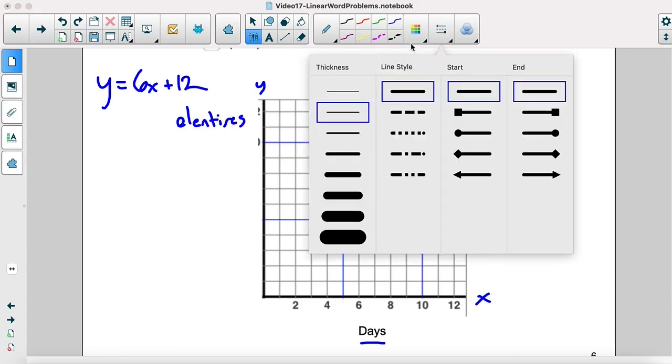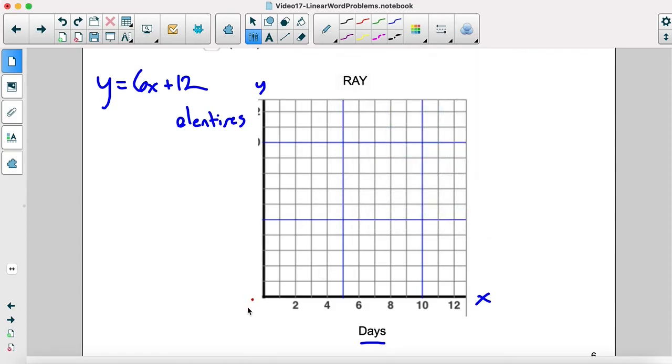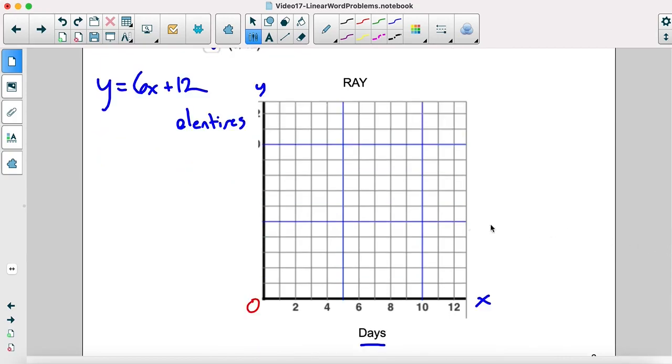All right, and then the other thing I need to do is figure out my scale. The scale on my x-axis is already labeled. It looks like it's going by ones for each line. And then going up, my highest value here is 72. If I look at my table, it has 0 and 12 and 10 and 72. So I need to go up to at least 72. In this case, I think it might make sense to go by tens. So 10, 20, that's 50, that's 100 up there.